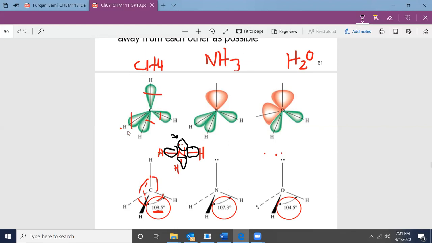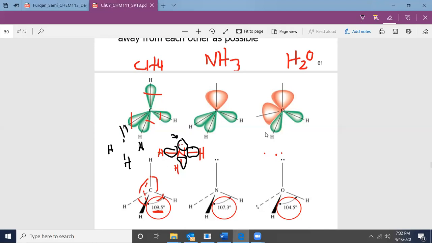When we draw the structure for CH4 here, all four groups are shared pairs, right? These are all hydrogens going to be here. So when we draw this structure and draw the hydrogens here, then all groups are shared pairs. So that's the difference that we are looking at from methane to ammonia.